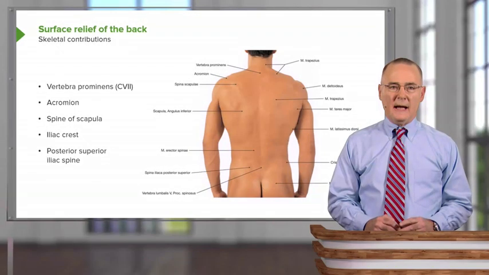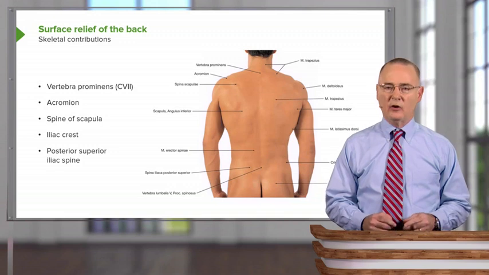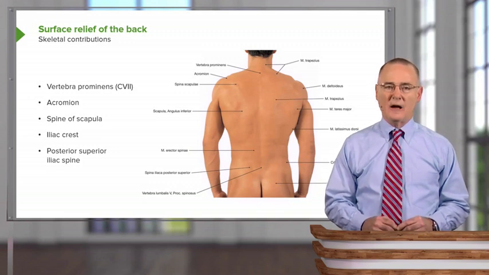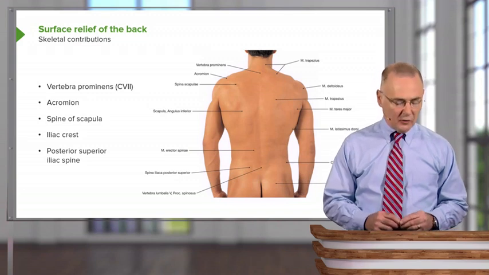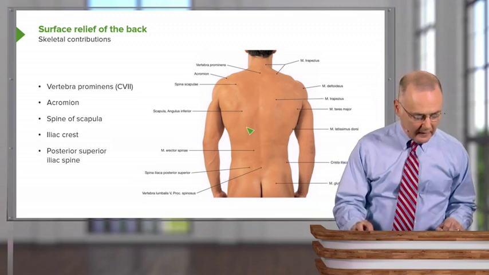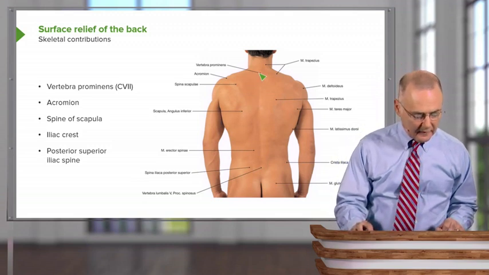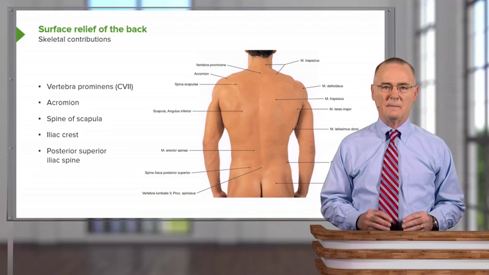Surface relief of the back in this particular slide can be provided by skeletal contributions. There are also muscular contributions, which we'll see on the next slide. But for our skeletal contributions, let's take a look. Here we have the vertebra prominens. This is the spinous process of C7.